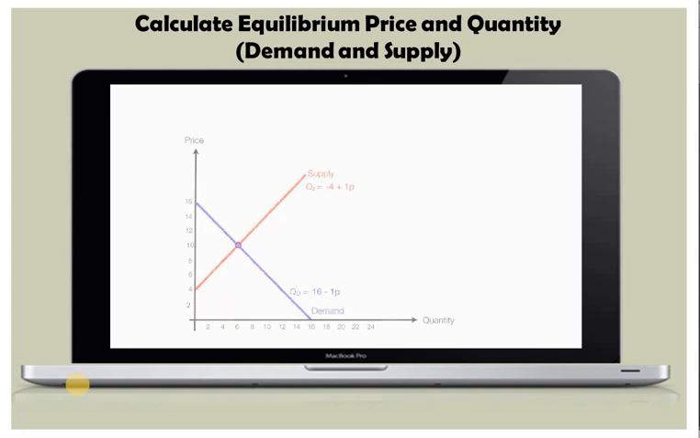Like always, the price is on the vertical axis and quantity is on the horizontal axis. The demand curve is in blue. The supply curve is in red. I'm going to put some numbers in for quantity and also numbers in for price. Just like that. I want to show you something really quick. I just thought of it.